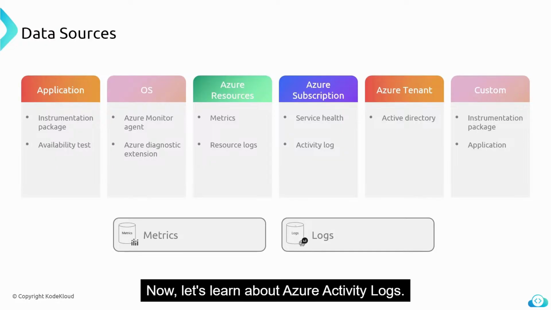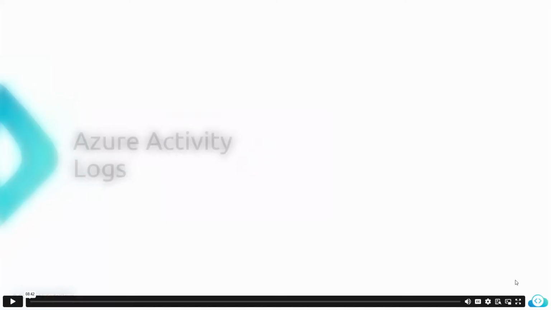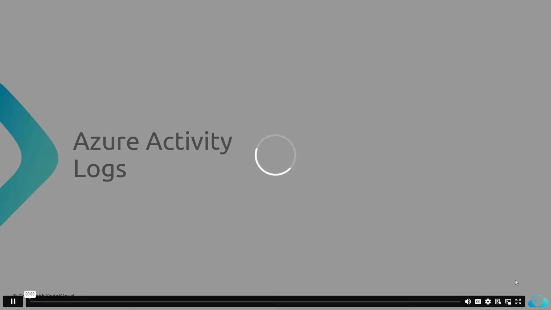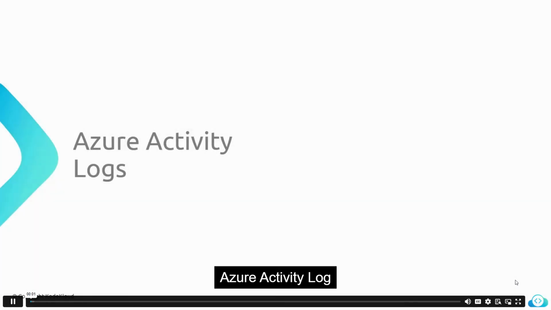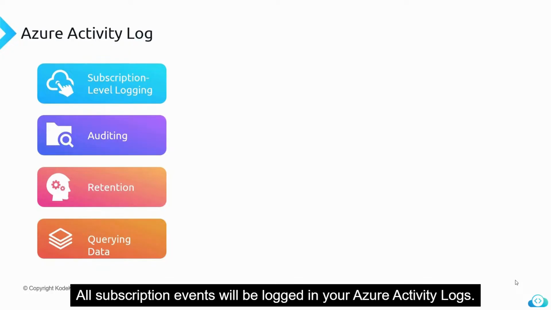Custom. You can also create custom data sources to monitor the data and telemetry that isn't captured by default. This might include custom applications or specific instrumentation for specialized workloads. All this data will be ingested into metrics or logs, which can be further queried using different tools that are available in Azure. Now, let's learn about Azure Activity Logs.